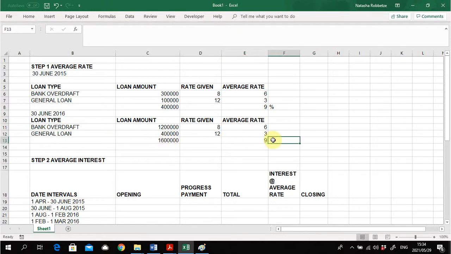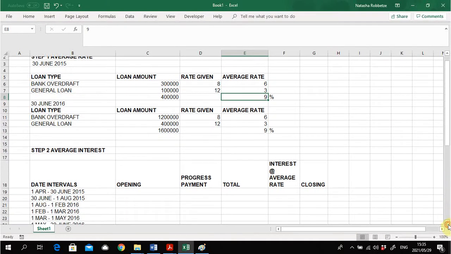Please note that the answer being 9% in both instances is purely luck. It does not often happen. So don't assume that if you've calculated the average rate once, the answer will always be the same for every financial year that follows, because it's not necessarily true. Actually, more often than not, you don't get the same average rate for both years. So you have to recalculate it. It's purely by accident that these two are the same in this question.